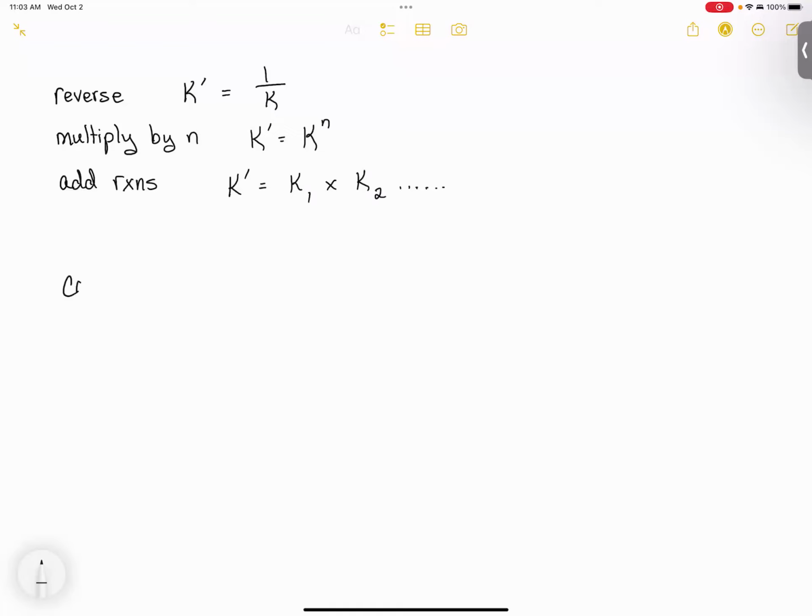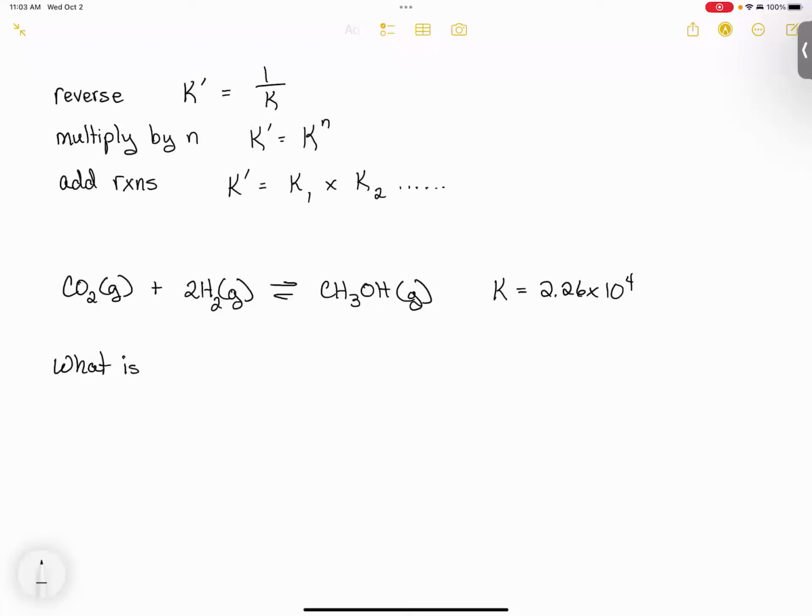We have carbon monoxide gas reacting with 2 hydrogen gas to form methanol. This has an equilibrium constant equal to 2.26 times 10 to the 4th. So what is the equilibrium constant for the following reactions?